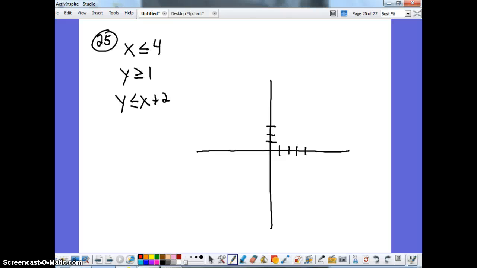This is Unit 4, Chapter 7 in Algebra 1 review. This is page 431. We're going to do numbers 25 and 26. So number 25 here, we have x is less than or equal to 4, y is greater than or equal to 1, and y is less than or equal to x plus 2.